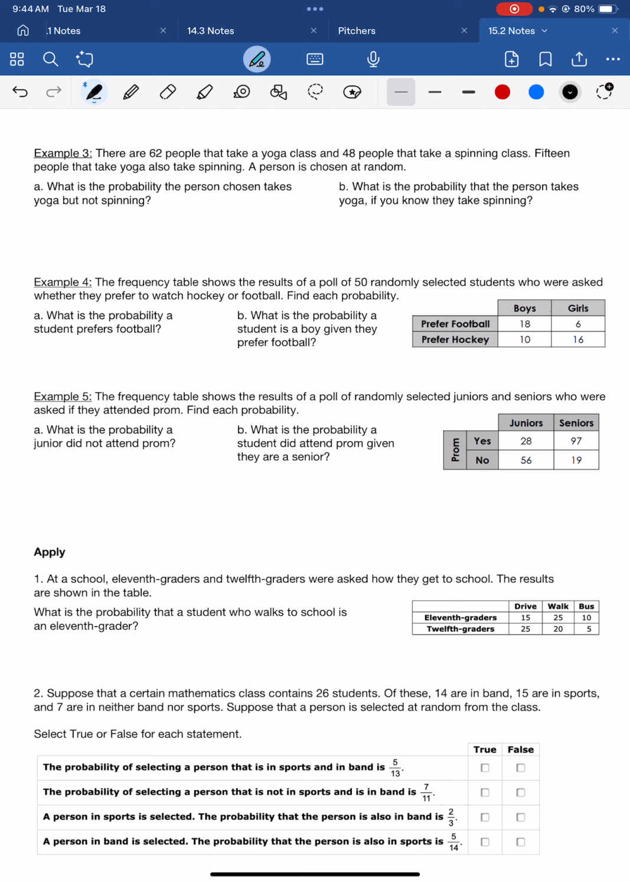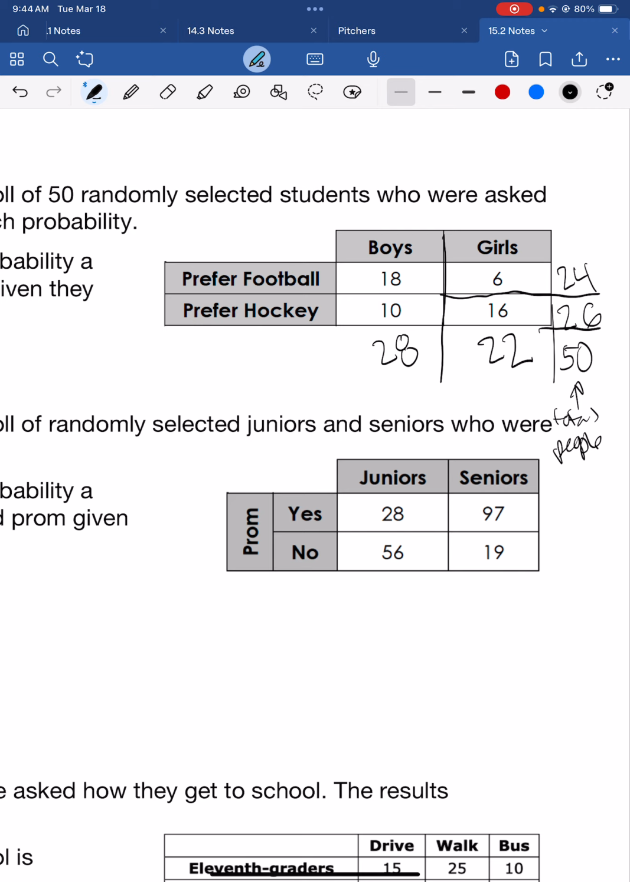Find each probability. So first thing we want to do is we want to find our totals down here. So like the total number of boys in this would be 28. The total number of girls would be 22. The total number of people that prefer football is 24. And then the total number that prefer hockey is 26. And then you can see that these 4 numbers right here are going to add up to 50 total people. So this is the total number of people right there. All right, total people.